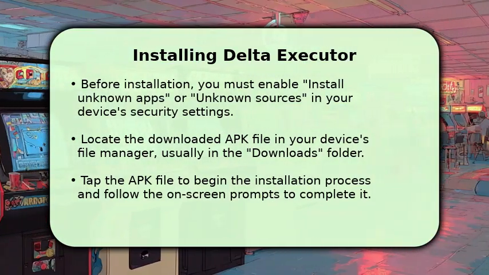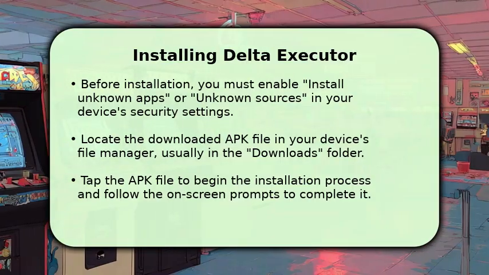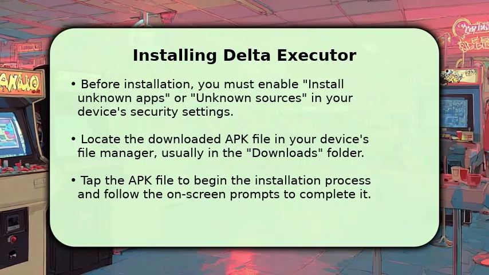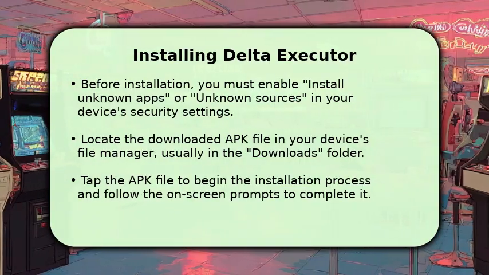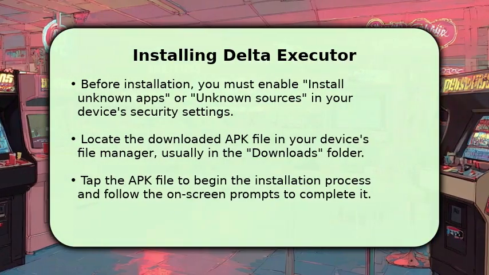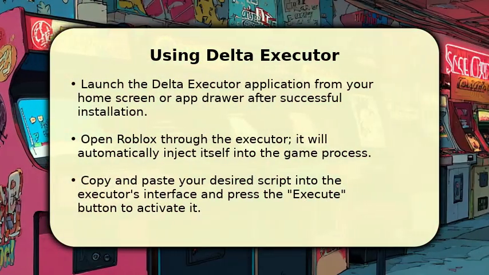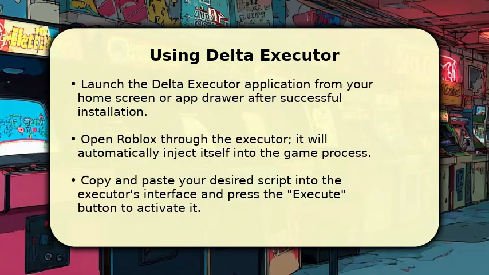Next, open your file manager, find the downloaded Delta Executor APK, and tap it. Follow the simple on-screen instructions to install the application. The installation usually takes less than 30 seconds to complete. With Delta Executor successfully installed, it's time to put it to use.